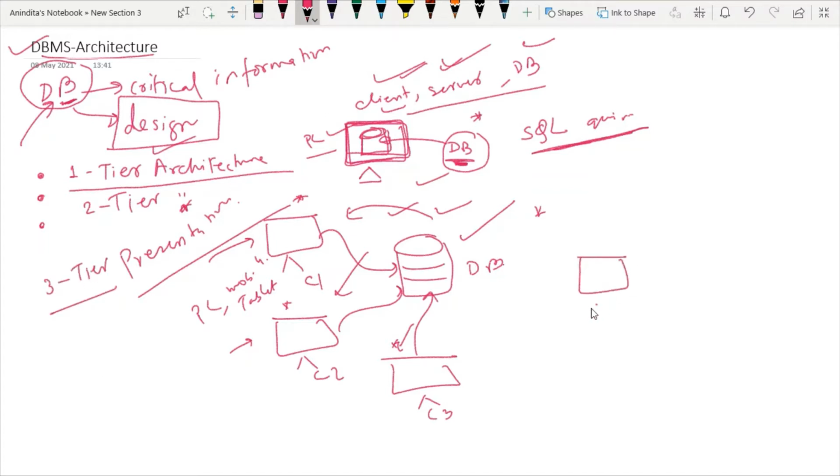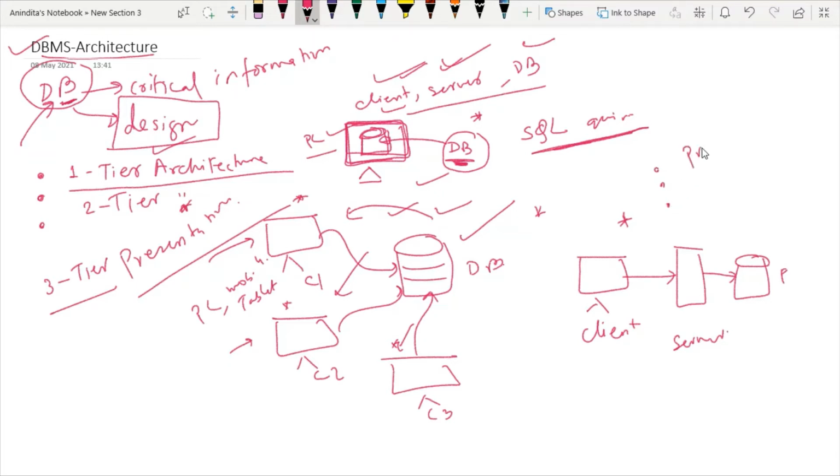In three-tier architecture, we will have one client machine, one server, and one database. The client machine interacts with the server, and then the server communicates with the database. This type of architecture is a little bit complex. In three-tier architecture, we will have three specific layers.